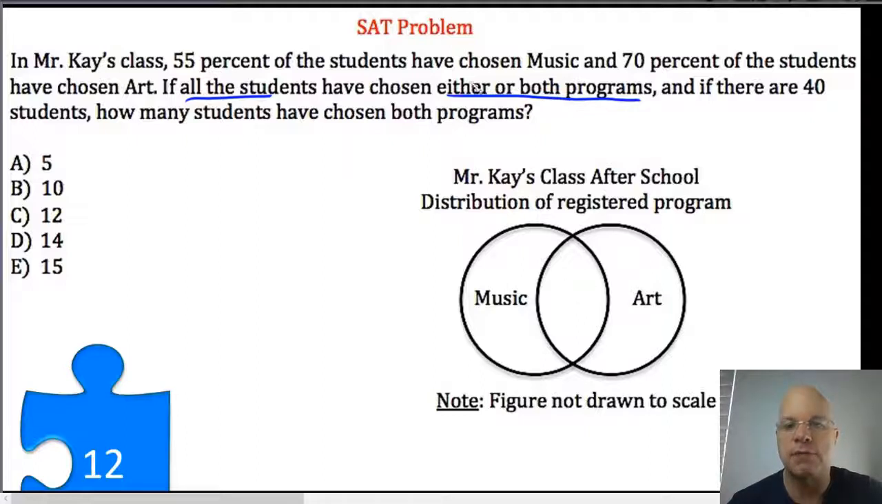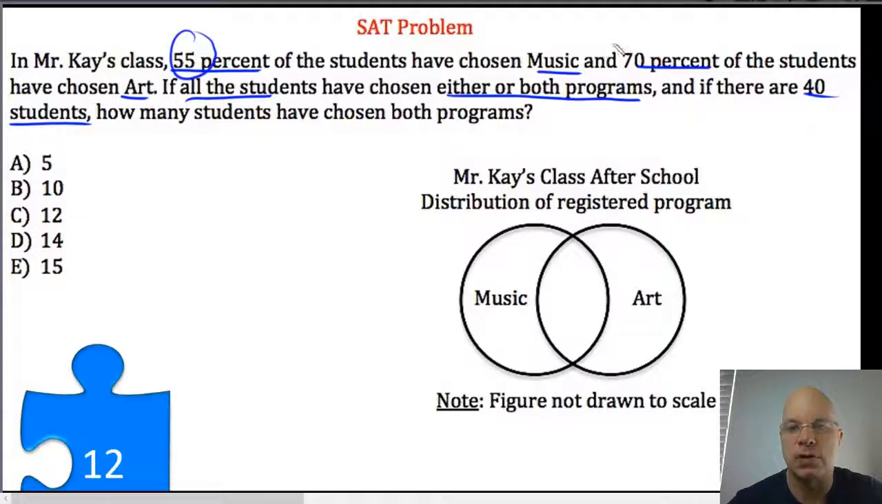But the importance of this clue is it tells you that there are no students, of the 40 students, that are taking neither music nor art. So you don't have to worry about any number being outside. Then we can consider that 55% chose music, so this circle has to represent 55% of the students. 70% chose art, so this circle has to represent 70%.